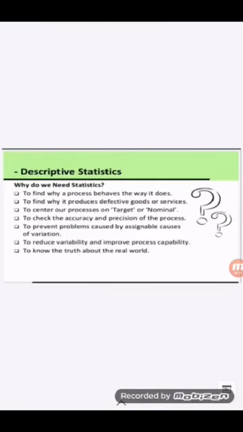Why do we need statistics? To find why a process behaves the way it does, to find why it produces defective goods or services, to center our process on target or nominal, to check the accuracy and precision of the process, to prevent problems caused by assignable causes of variation, to reduce variability and improve process capability, to know the truth about the real world.